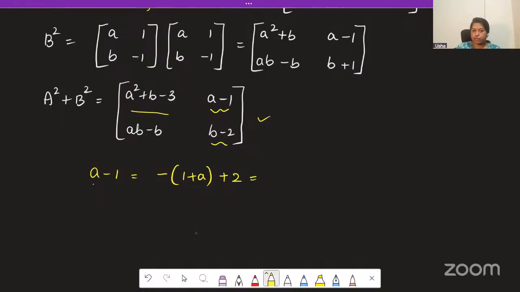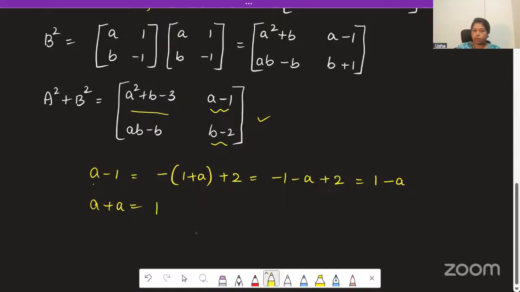Now I'll simplify this: minus 1 minus a, and then we have plus 2. Minus 1 plus 2 is 1. Basically, 2 minus 1 is 1 minus a. A minus 1 is equal to 1 minus a. Now this minus a, I will take it to the left hand side. It becomes plus a. Here I have 1. This minus 1 I will bring to the right hand side. It becomes plus 1. So 2a is equal to 2, which means a is equal to 1.